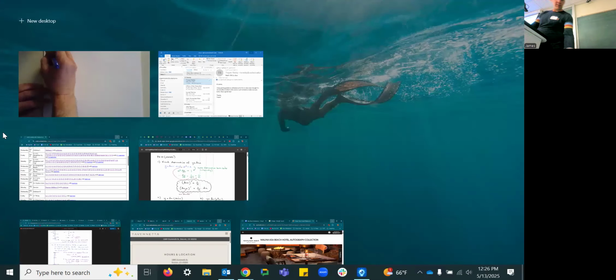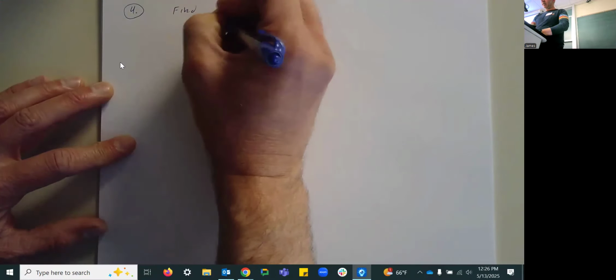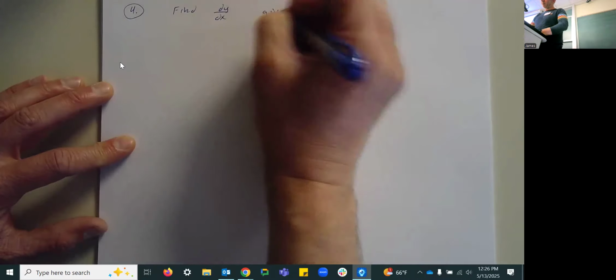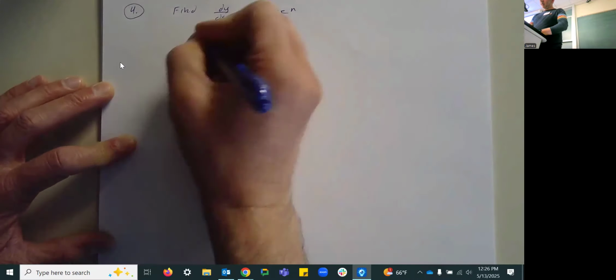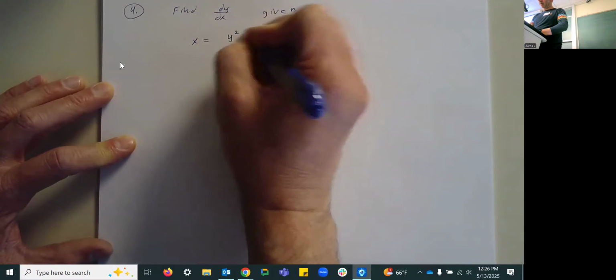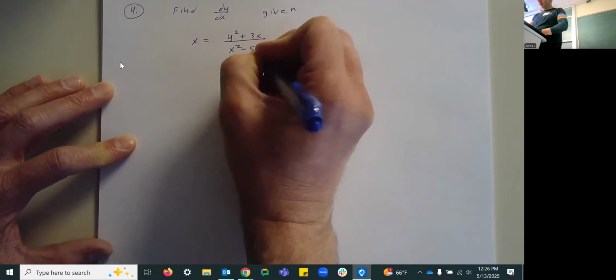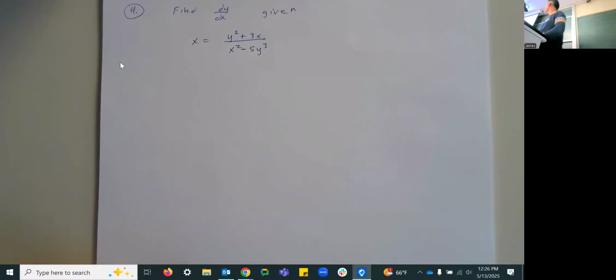Let's say we were asked to find dy dx given x equal to y squared plus 3x over x squared minus 5y cubed. And this looks awful, because it is.